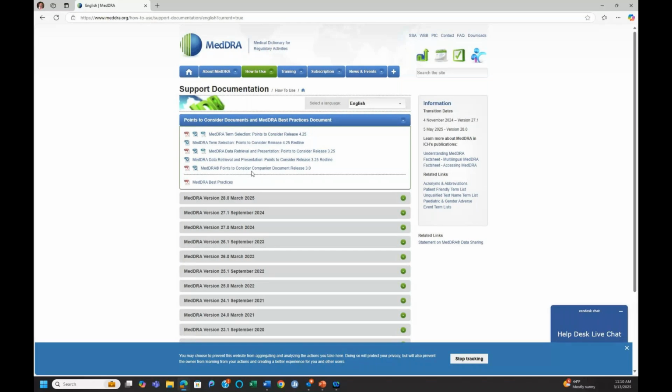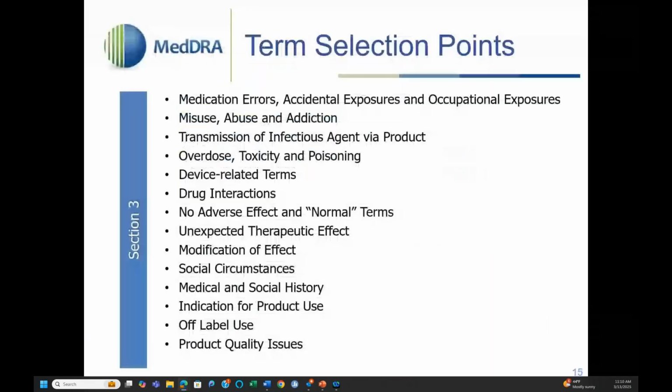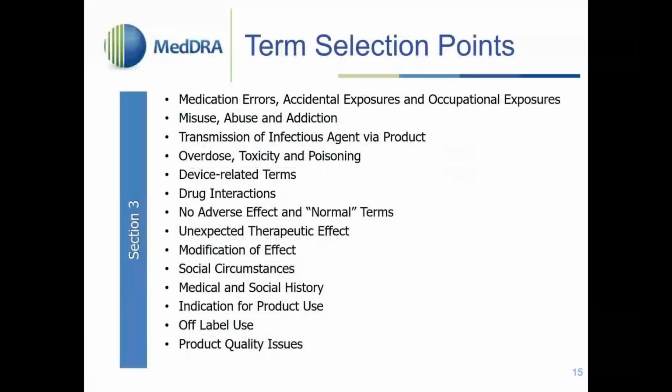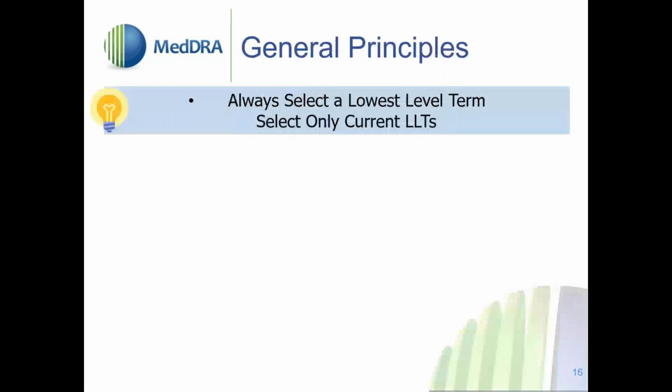The companion document is really helpful if you're dealing with terms like medication errors, product quality issues, and the newly added manufacturing and quality system issues. So I thought it was nice to just show you how to get to that document. So let's start with a few general principles on coding.